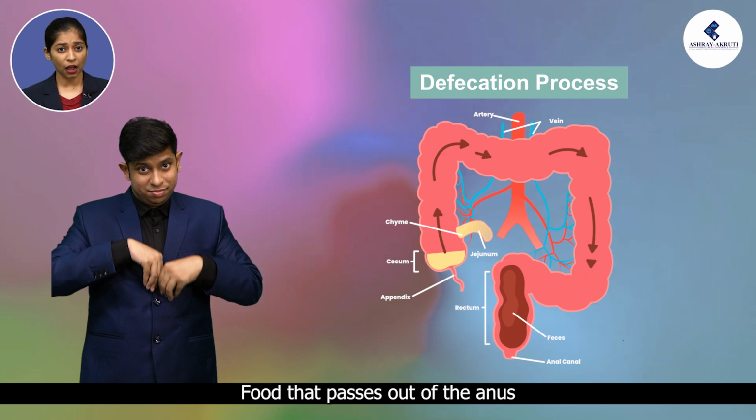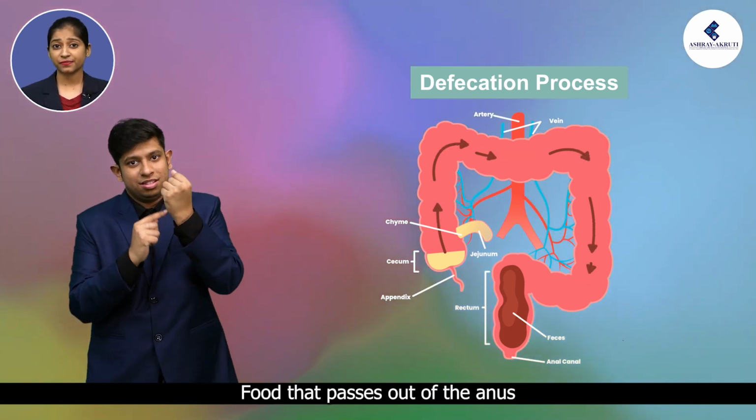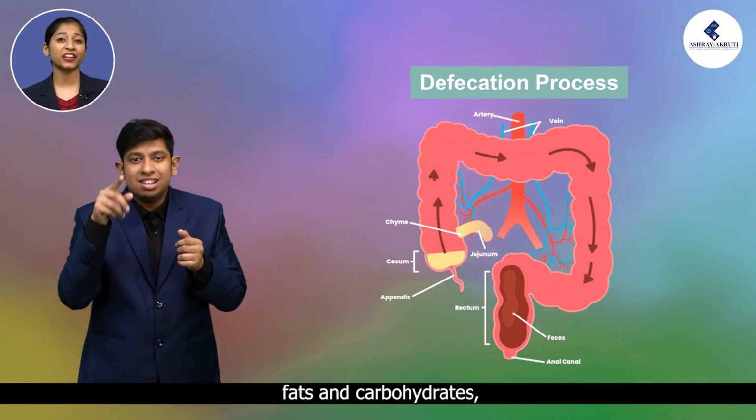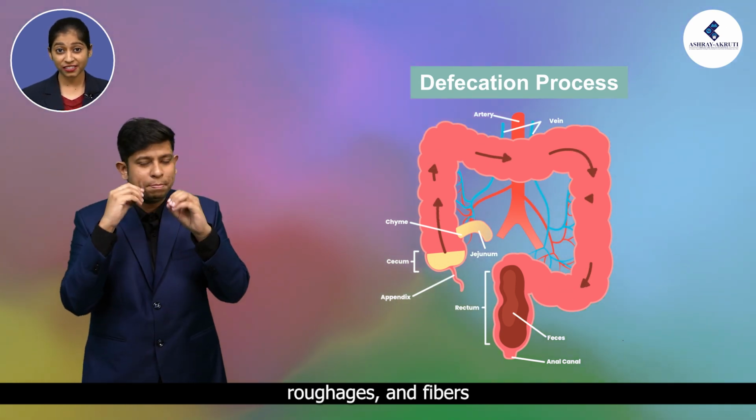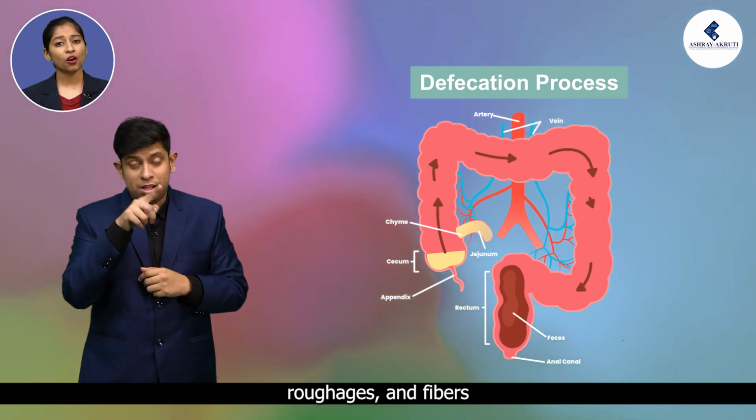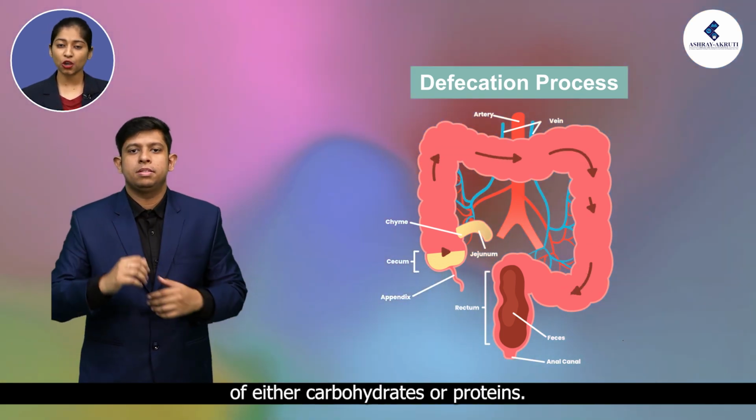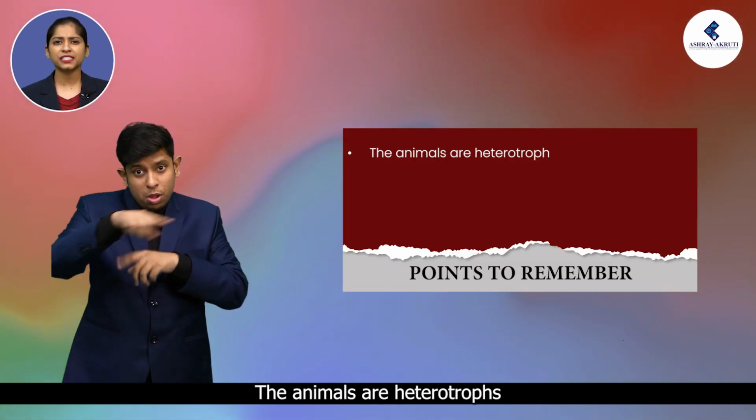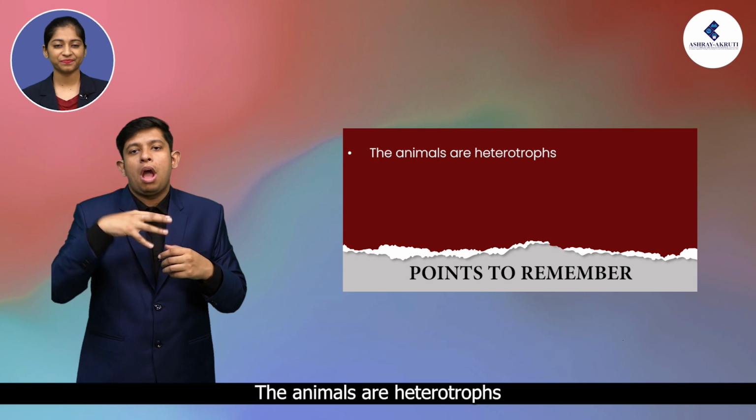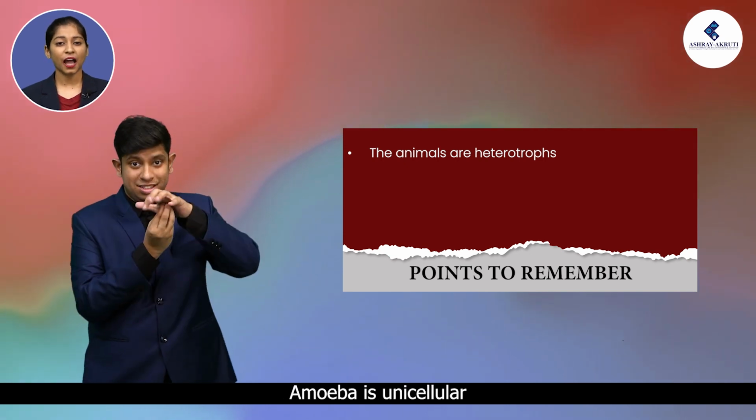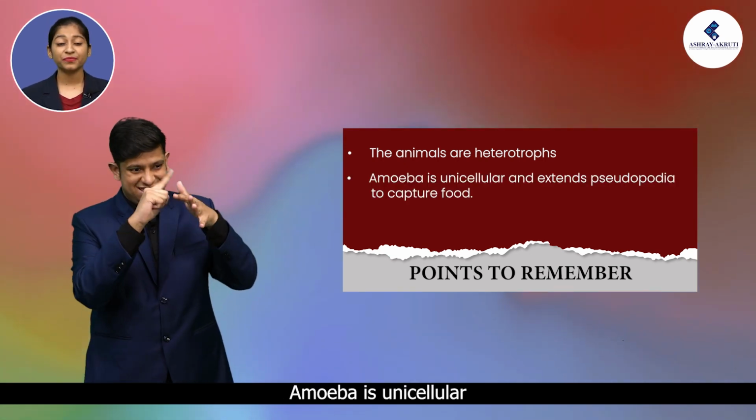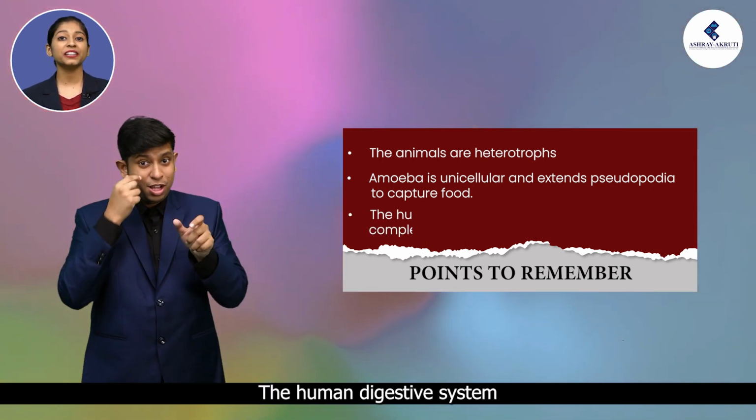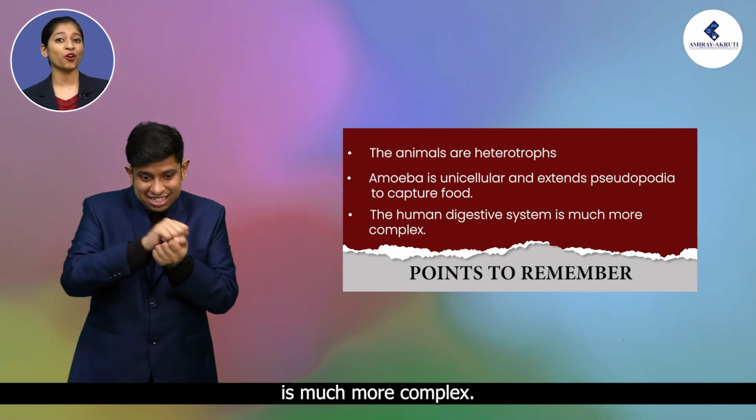Food that passes out of the anus still contains many proteins, fats and carbohydrates, roughages and fibers of either carbohydrates or proteins. Points to remember. The animals are heterotrophs. Amoeba is unicellular and extends pseudopodia to capture food. The human digestive system is much more complex.